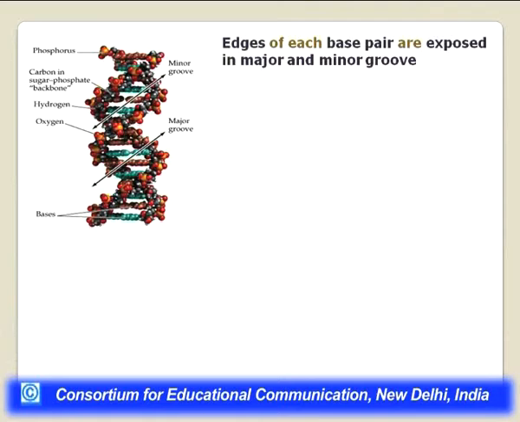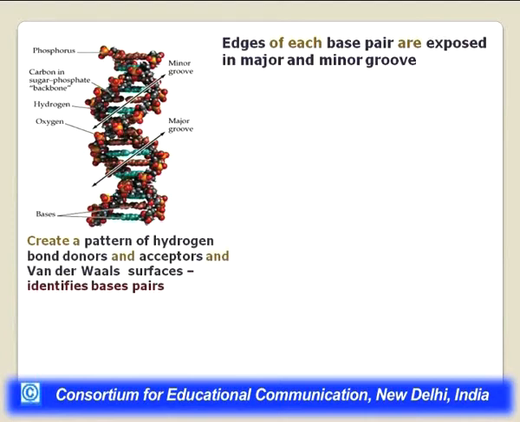They are present inside forming the bonds, but at these grooves they are exposed towards the outside, and they create a pattern of hydrogen bond donors and acceptors and van der Waals surfaces that identifies the base pair. So what is the significance of the major and minor grooves? You know that DNA interacts with a lot of proteins. The DNA in a cell has to perform the hereditary function, and in a subsequent lecture we will talk about how DNA passes on information from one generation to another, which is intrinsic in its structure. How does it do that?